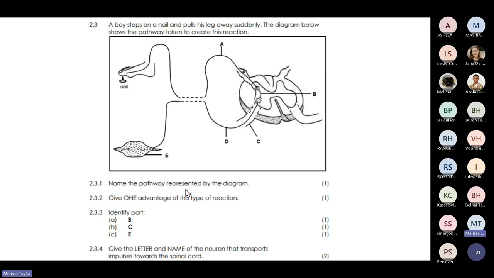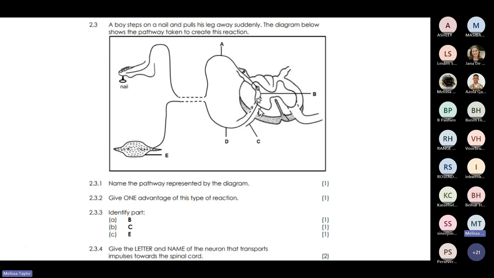So name the pathway represented by the diagram. This whole pathway that they're talking about is a reflex arc. Okay, remember, there's a reflex action and a reflex arc. So this is the reflex arc. One advantage of this type of reaction, I didn't revise this with you, but reflexes, the whole point of them is to prevent your body from harm or injury. Because this all happens very quickly, it's to prevent you from getting hurt. So that if you step on that nail, you quickly lift your foot to reduce the damage. Okay, so it's to minimize or reduce harm to the body or injury.